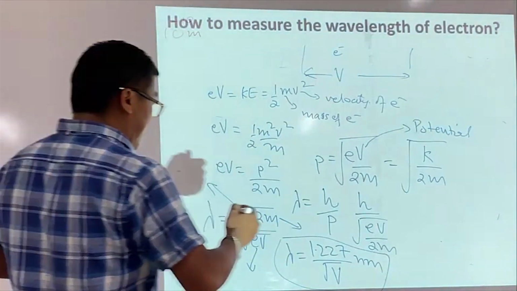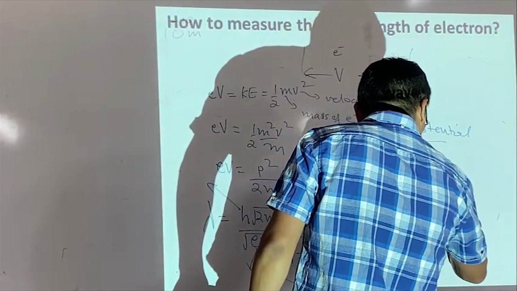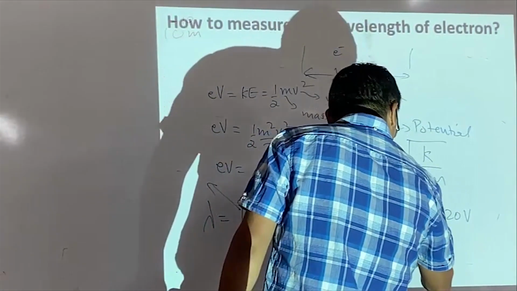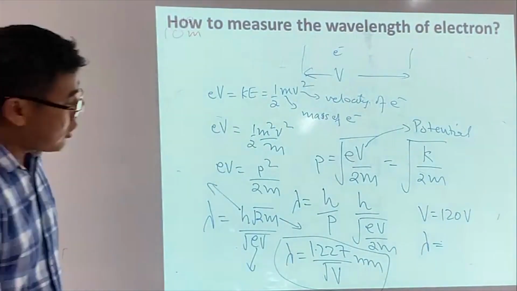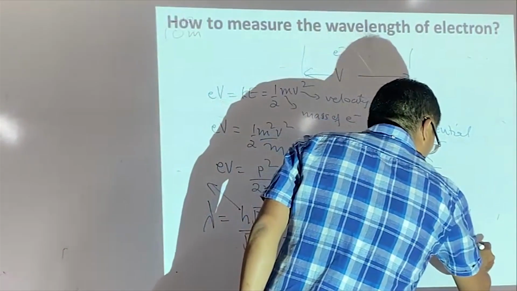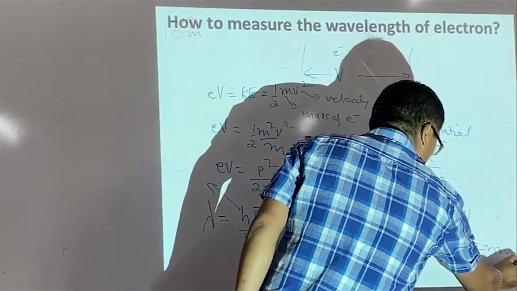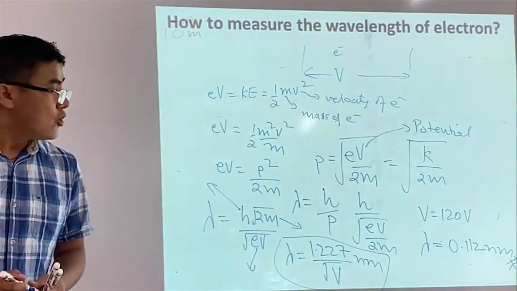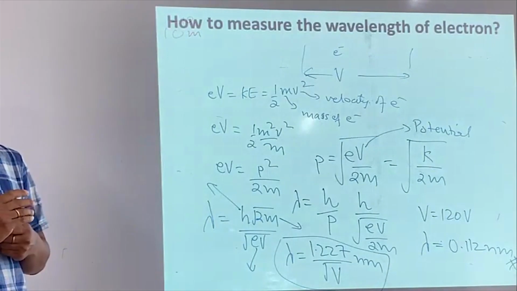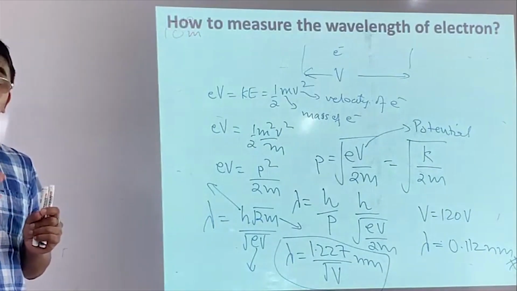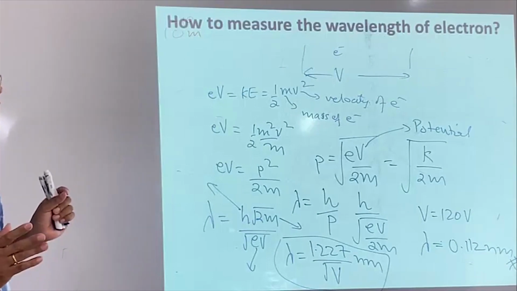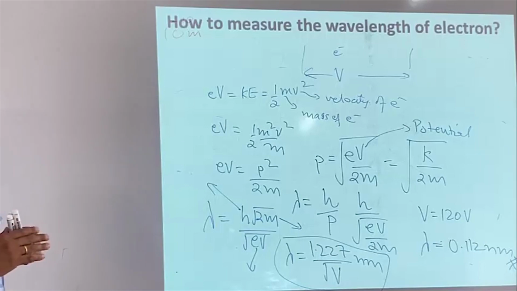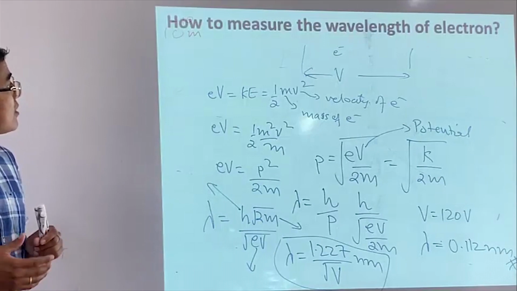If V is 120 volts, then the wavelength is of the order of 0.112 nanometers. This is the wavelength of the electron when it is kept under a potential of 120 volts. This is very, very important. So this is how we are able to measure it.